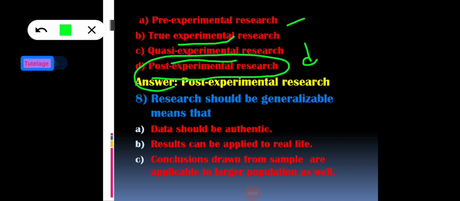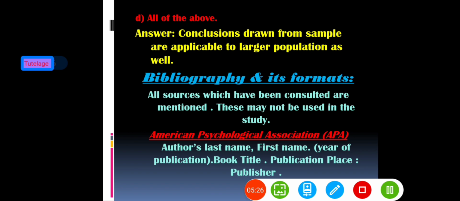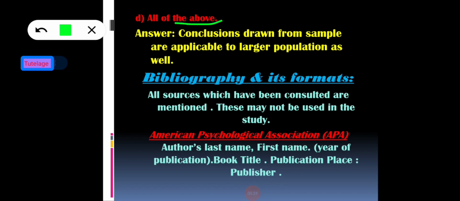So now move on to the next question. Research should be generalizable means that data should be authentic. Option number B is results can be applied to real life. Option number C is conclusions drawn from sample are applicable to the larger population as well. And now going to the last option, that is all of the above.